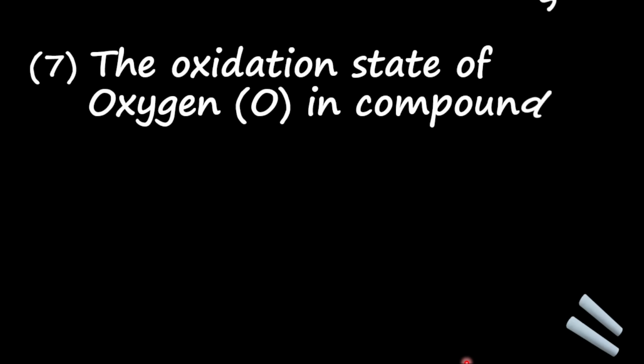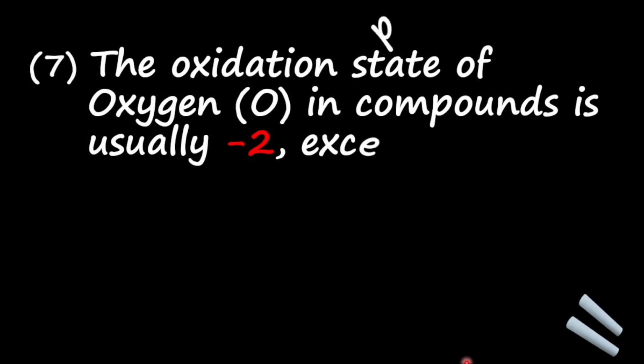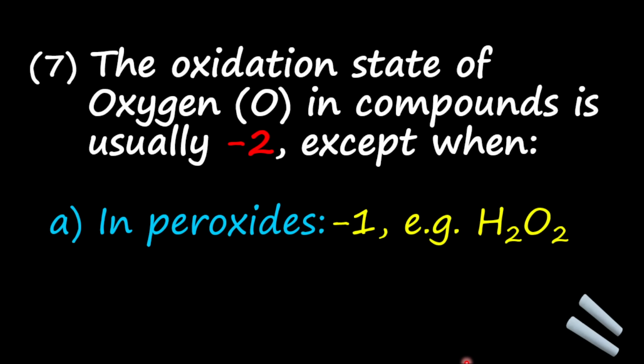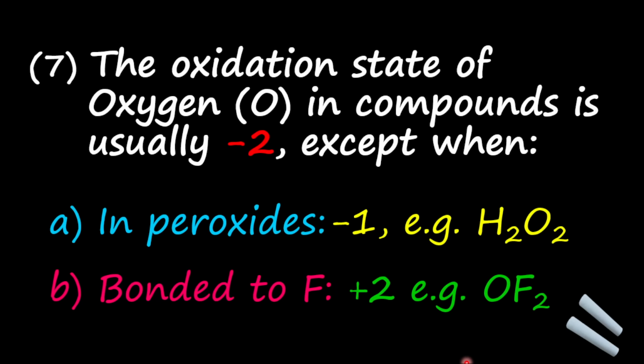Let's jump over. I'm going to skip the example coming up after this one. The oxidation state of oxygen in a compound is usually negative 2, as you know, except when it's in a peroxide, which you don't get much of in the exam, so you don't need to worry about that too much. When oxygen is bonded with fluorine, it becomes positive 2 instead.